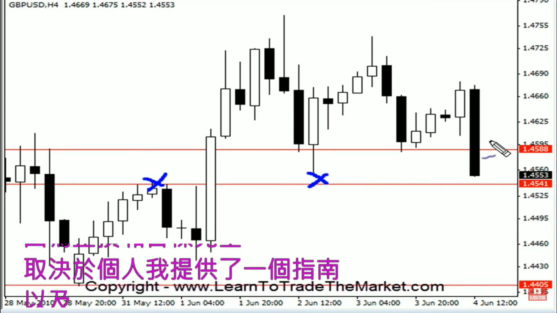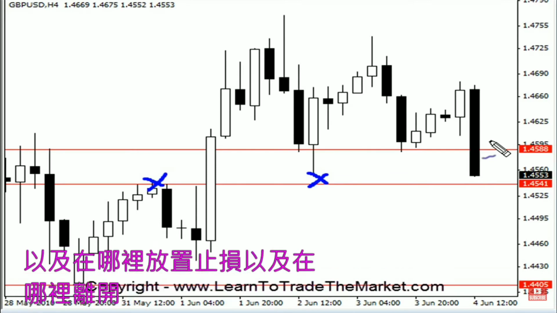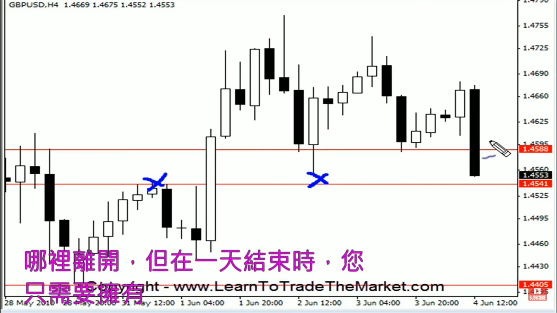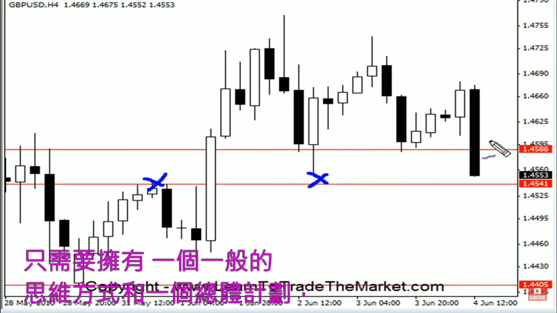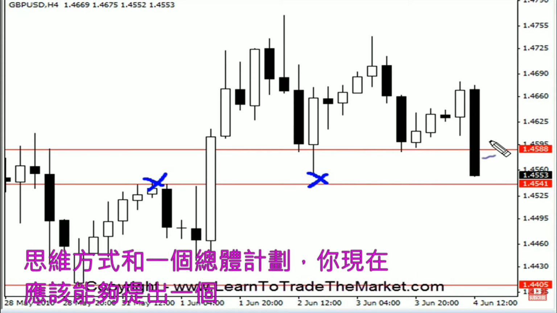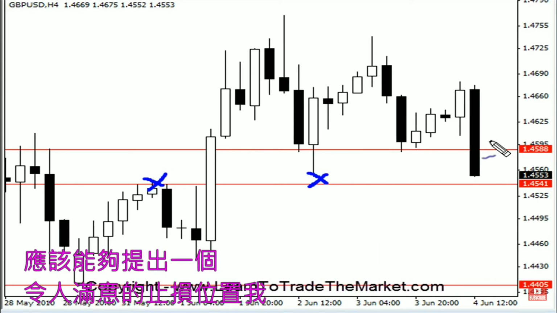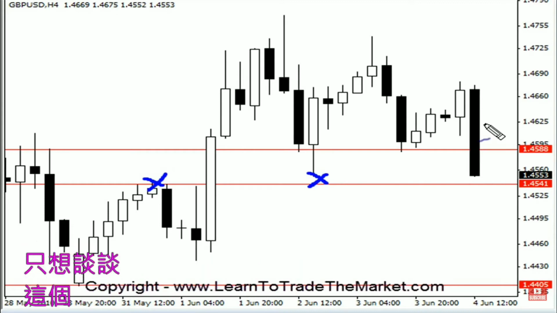I provide a guide on where to place your stop and where to get out, but at the end of the day, you just have to have a general way of thinking and a general plan, and you should be able to come up with a satisfactory stop loss placement. Now I'm just going to talk about that stop loss placement on this trade.